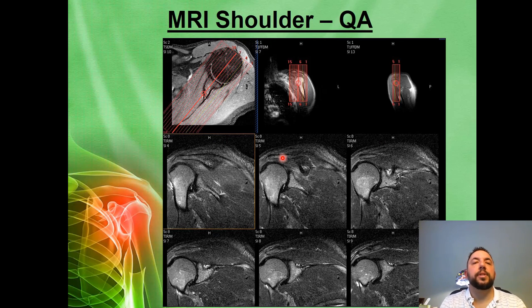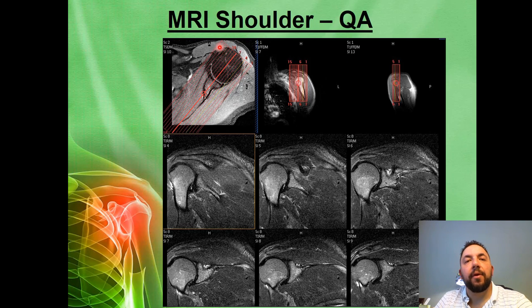So what's wrong with this particular planning? Let's look at some QA. Let's look at how we can identify what's wrong with our images. I'll give you a second to look at it. So what do you think, when looking at these images, is wrong with or could have been done better when planning this shoulder MR?